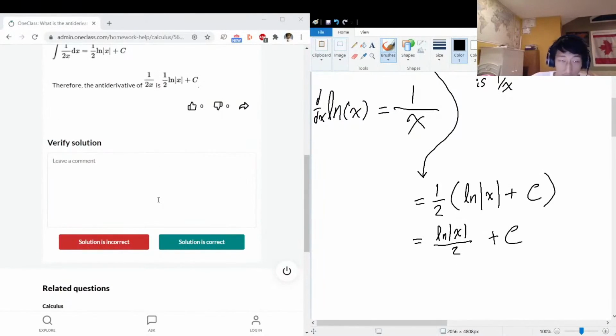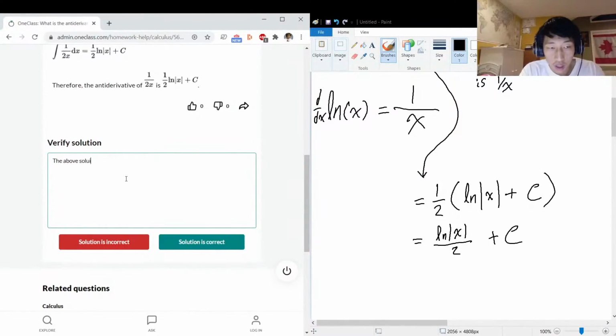Okay, so they came to the same conclusion. Half natural logarithm, I just wrote it a different way, plus c. That's the key. C is the key. So the above solution is good.